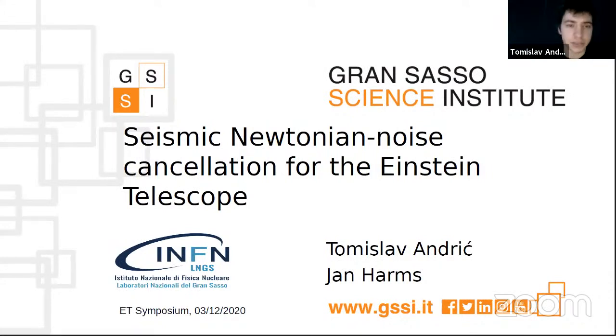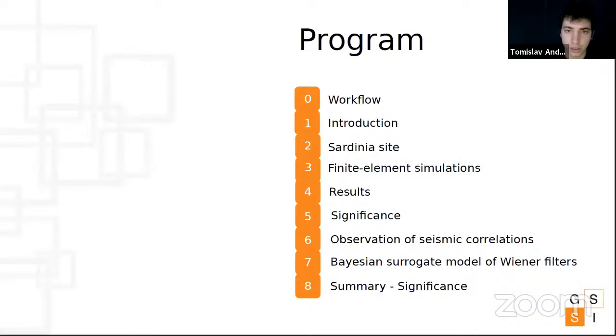Okay, good afternoon, everyone. I am Tomislav Andrić, and I'll talk about seismic Newtonian noise cancellation for the Einstein Telescope. First, I will give you a broader picture of the idea we have for Bayesian seismic array design. Then most of my talk will focus on the paper that we published recently, about the effects of topographic scattering on the seismic cross correlations and gravity displacement correlations. Then I'll tell you briefly about observation of seismic correlation, and then about a Bayesian surrogate model of Wiener filters.